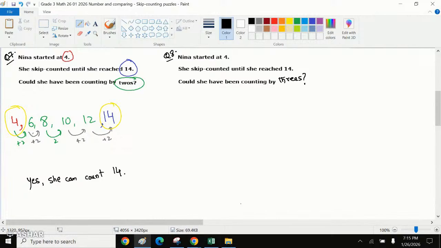In question number 7, she starts at 4 and she's skipping by 2, right? 4 plus 2 is 6. 6 plus 2 would be 8. 8 plus 2 is 10. 10 plus 2 is 12. And 12 plus 2 is 14, right? That means in question number 7, if she's skipping by 2, yes, she can count 14.